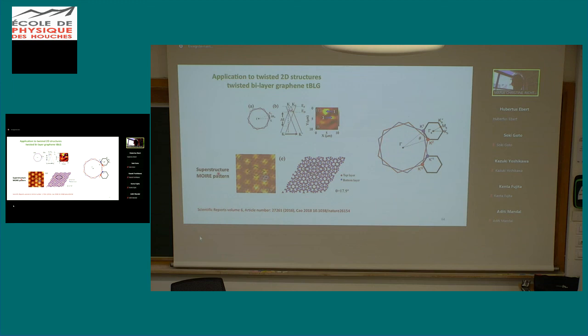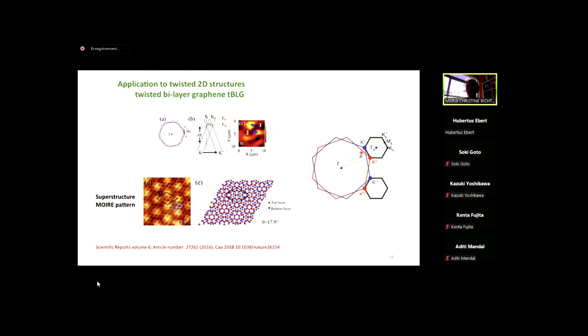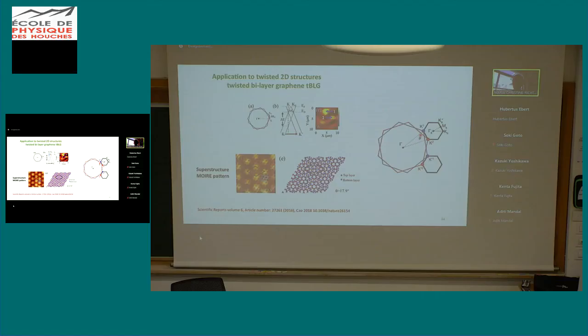Here, the white losange is the unit cell of graphene, and the black losange gives you the unit cell of the superstructure of the moiré pattern. This superstructure with such a big unit cell will then give you a really small Brillouin zone, which is shown here on the right. The Brillouin zone is just formed by the K points of the two layers, and it'll be small like this for this angle of 17.9 degrees.